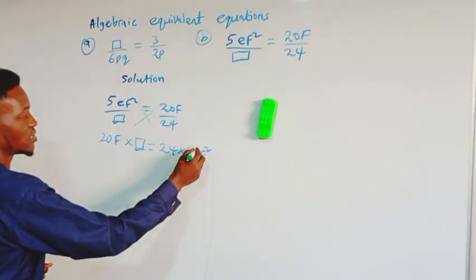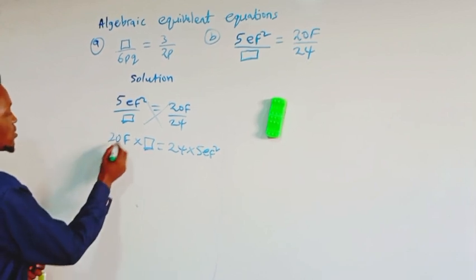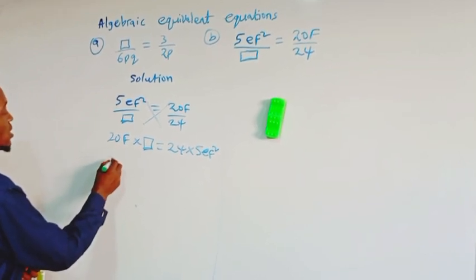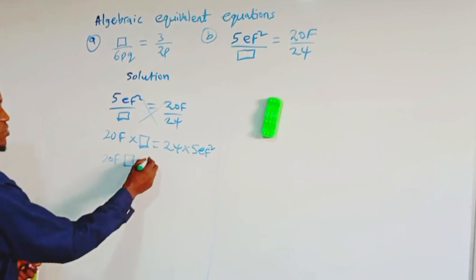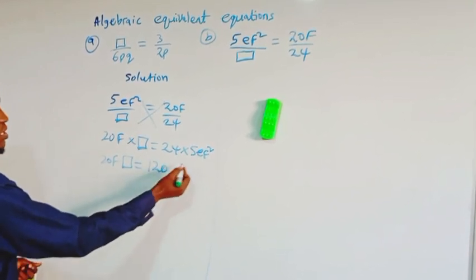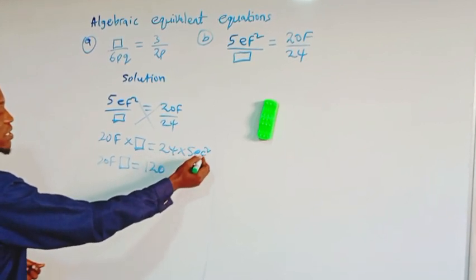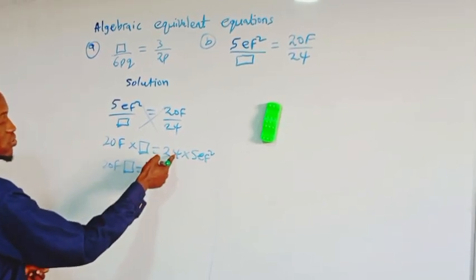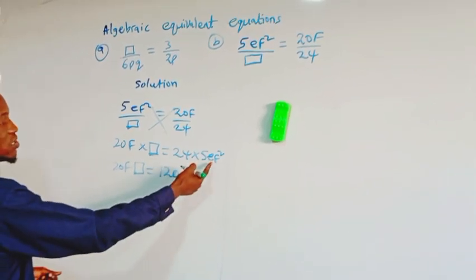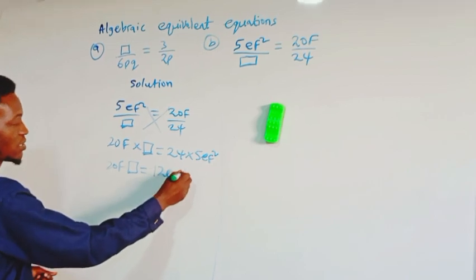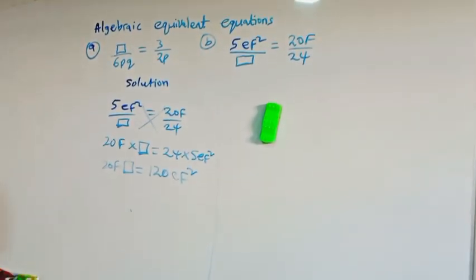Okay, let me write this e very well. So here we have 20f times the symbol is equal to 24 times 5. 24 times 5 is going to give 120. So first of all, I'll use 24 times 5, I have 120, times ef squared. I'll still retain my ef squared, isn't it?